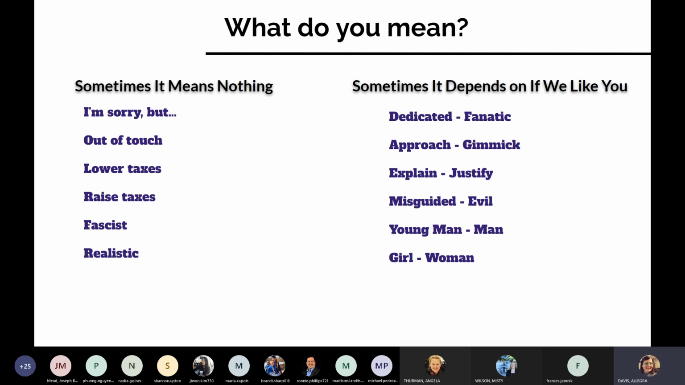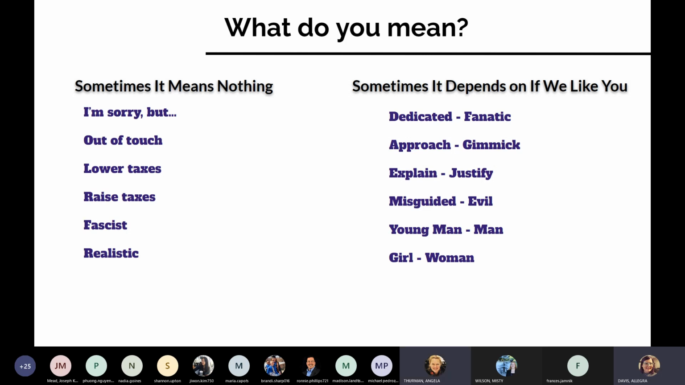Neither is the word realistic. I say, oh, that's not realistic. Right. And so these are just ways that I can signal to people without actually having to back up my claims. Right. I don't need evidence to say that you're out of touch. I can just say it about you, and then people will just think that about you.